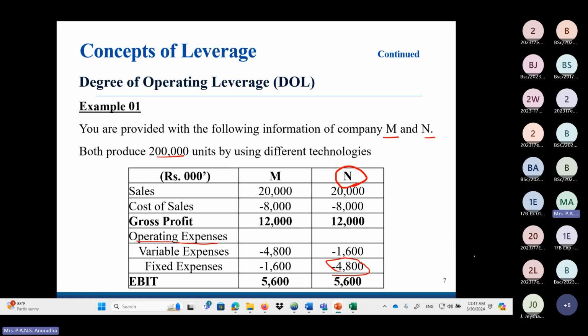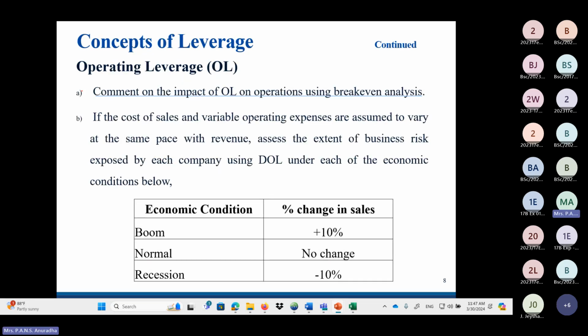Right, so let's look at this further. This one I have skipped, don't look at this. Break-even analysis, I just skip. I calculate only the degree of operating leverage. Cost of sales and variable operating expenses are assumed to vary at the same pace as the revenue, so they change in line with the sales. Assess the extent of business risk exposed by each company by calculating the degree of operating leverage under this economic condition.